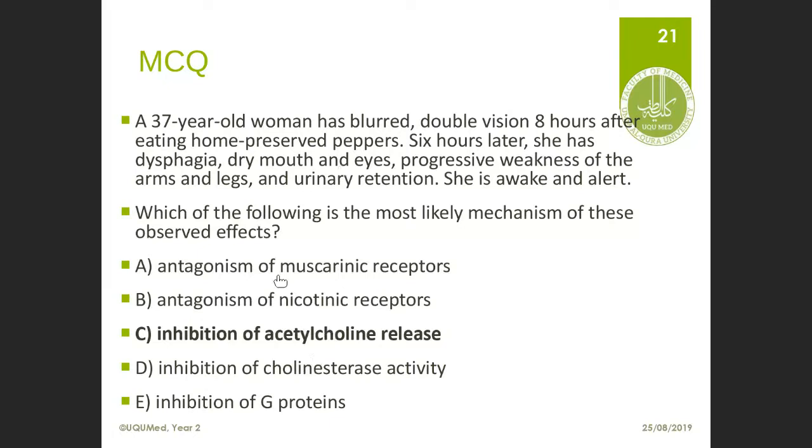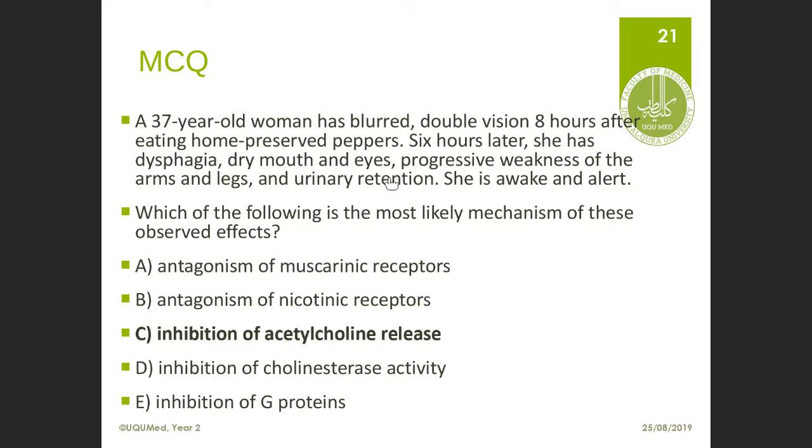Okay, so if there is more antagonism of the muscarinic receptor or the nicotinic receptor, then ultimately there is more acetylcholine, and then the patient has convulsions or continuous contraction or relaxation of the muscle.